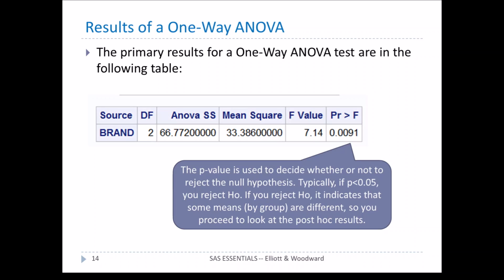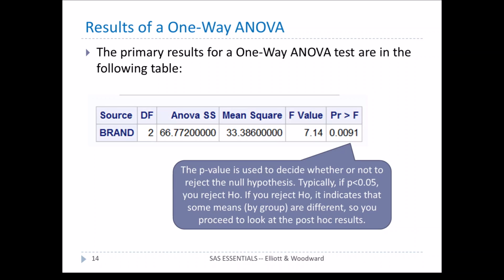All right, so when we run that program, we're going to get this table. Notice that the source, or what we're comparing, is brands, and the p-value on the far right, p equal 0.0091, is used to decide whether or not to reject the null hypothesis that all means are equal. Typically, if less than 0.05, we reject it. So in this case, we do reject the null hypothesis, which indicates that one or two of these headache medicines are different.